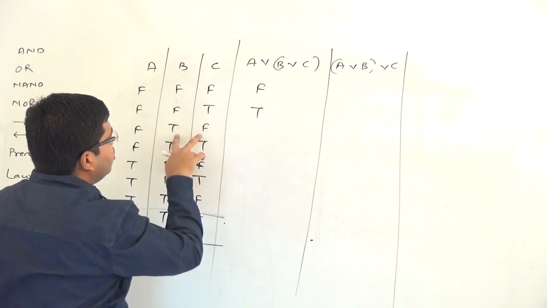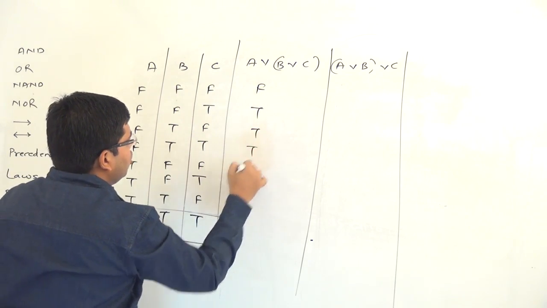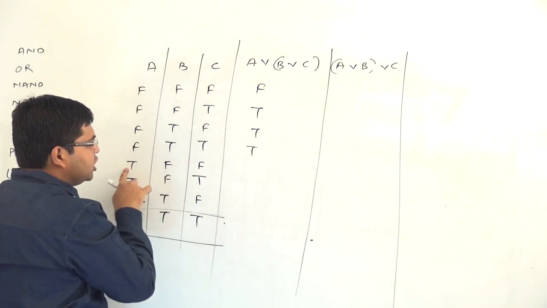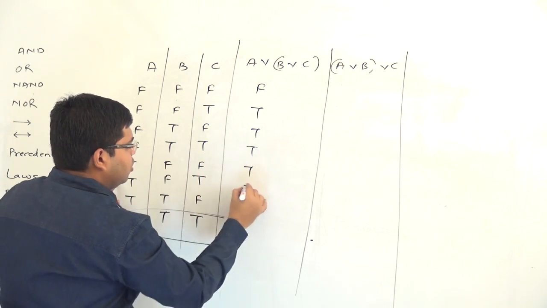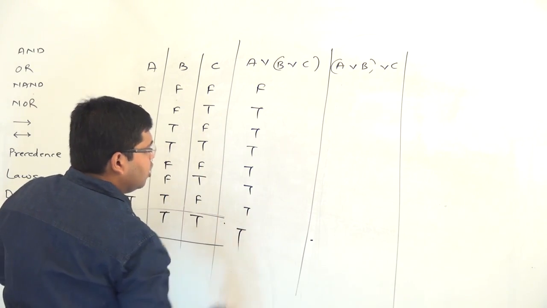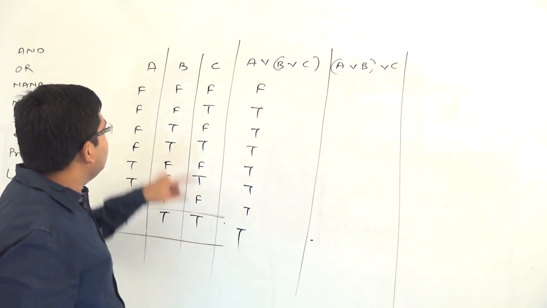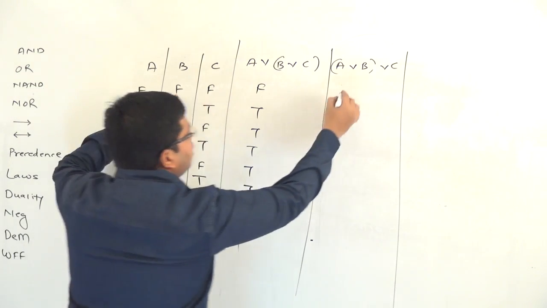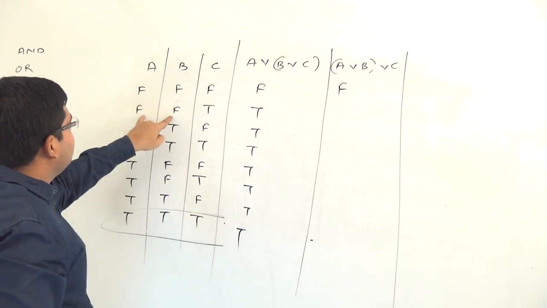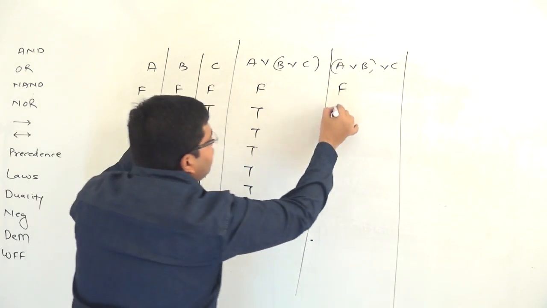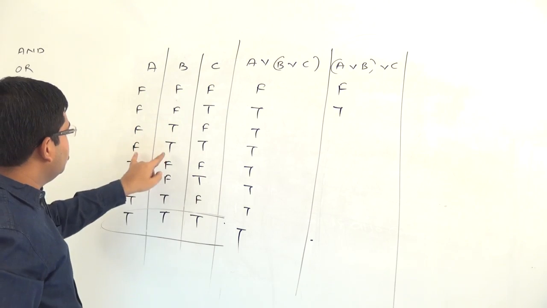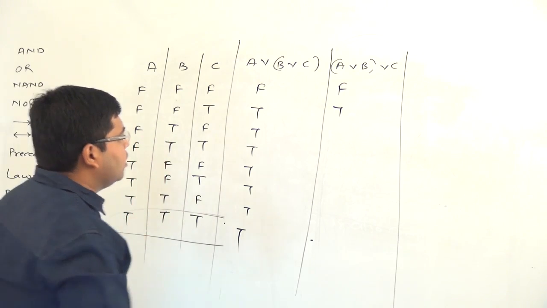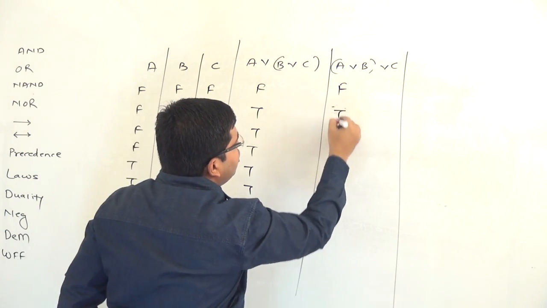True, true, true. Now this is false, but this is true, therefore this will be true, true, true, and true. Similarly, this is false, this is also false, therefore the result will be false. Then this is false, this is true, therefore the result will be true, true, true, true, true, true, and therefore all the rows are going to be true.